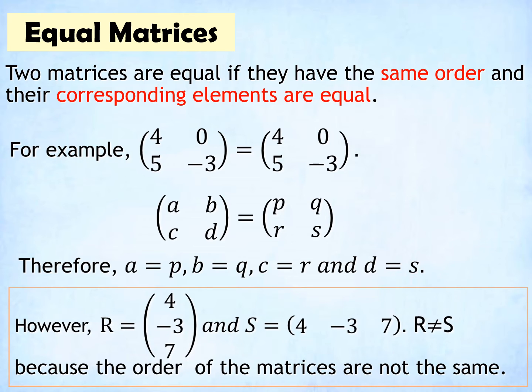However, if we have matrix R is equal to 4, negative 3, 7, and matrix S is equal to 4, negative 3, 7, although they have the same elements, they are not equal matrices because R is not equal to S, because the order of the matrices are not the same. The order of matrix R is 3 by 1 while the order of matrix S is 1 by 3.